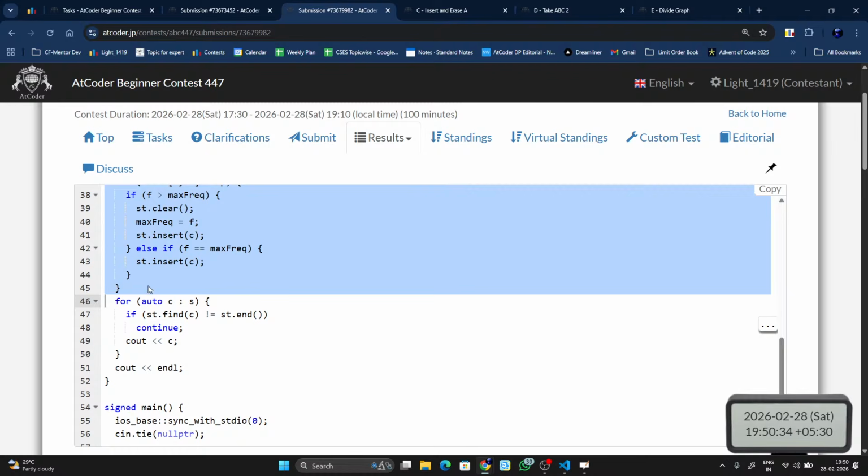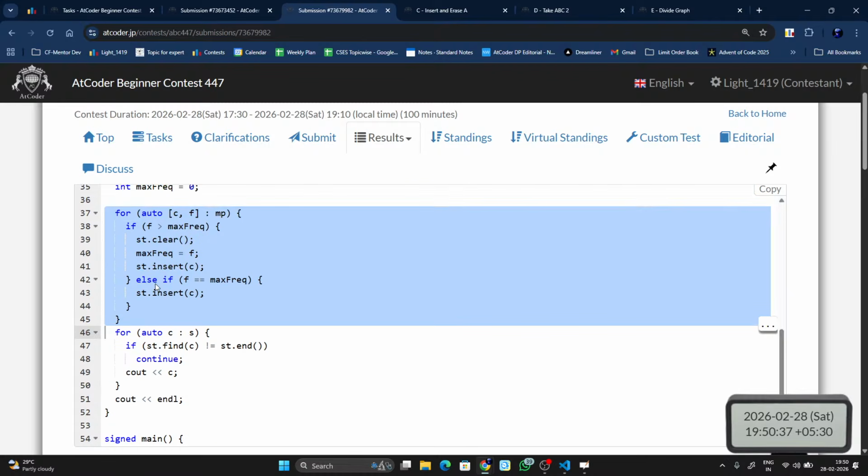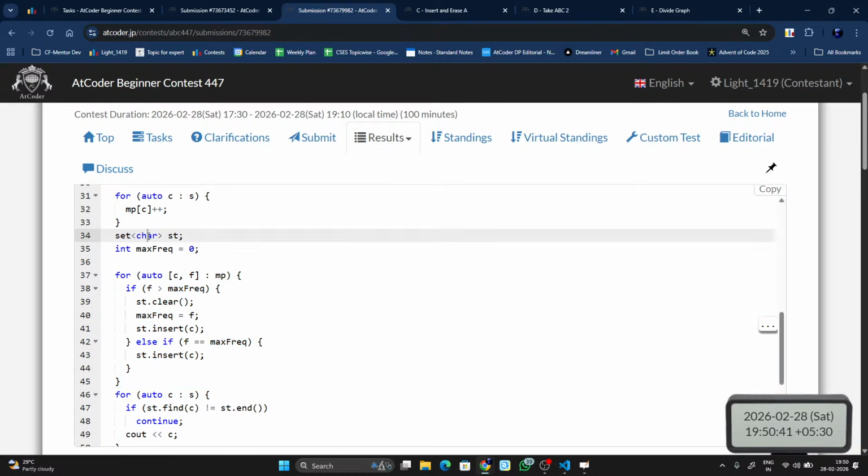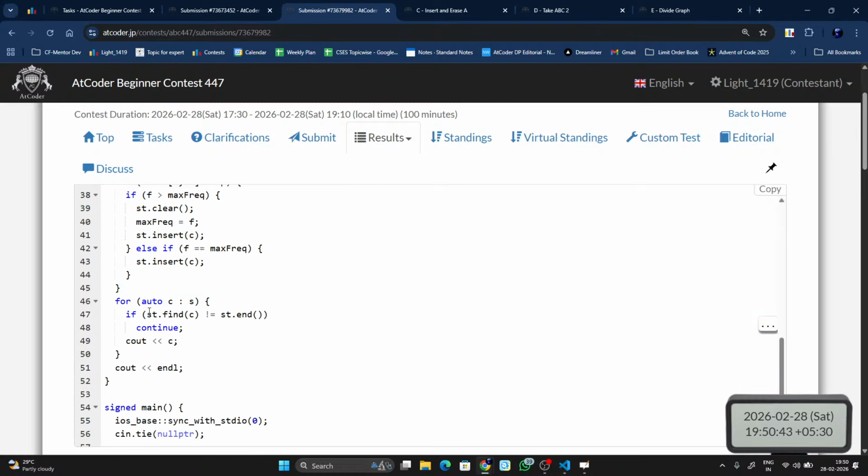Once we have found out how many max frequency characters there are, we have stored all of them in this particular set. We will just iterate upon our original string, and we will check if the current character is one of those max frequency characters. If it is not, then we will print it, else we will continue. That's how we will create our answer, and at the end just print a new line character. So here we are printing all the characters from our answer, and here we're printing the end line.